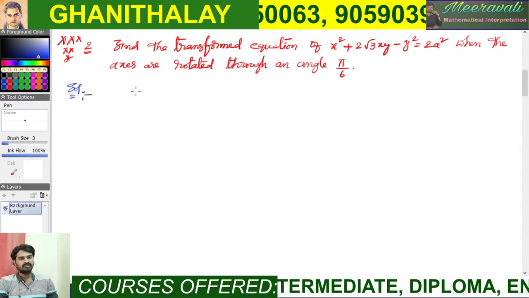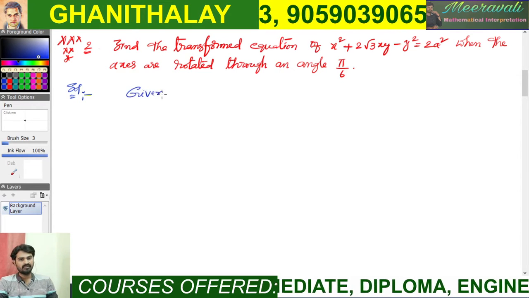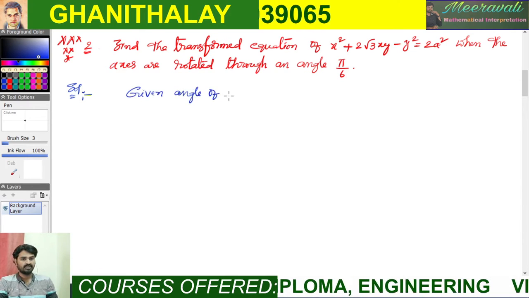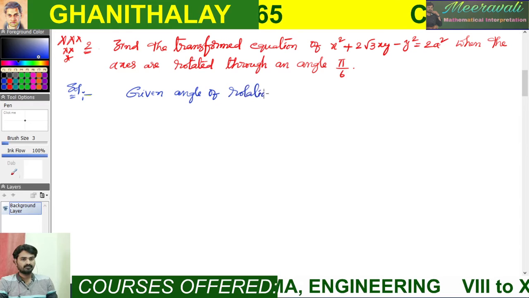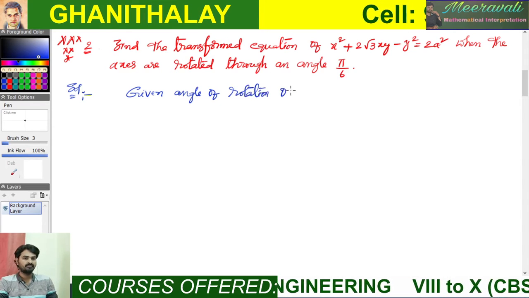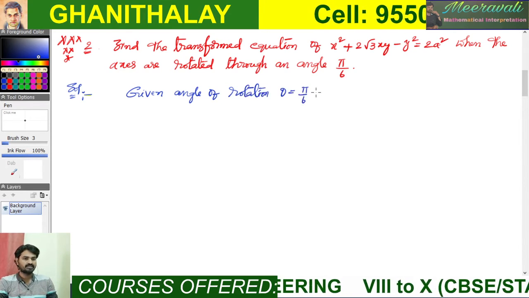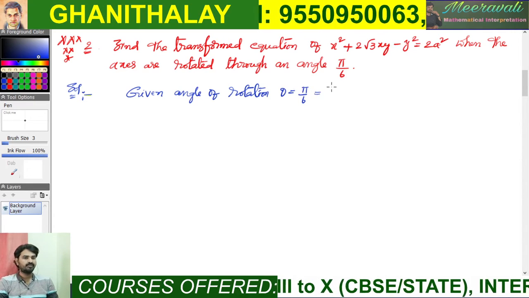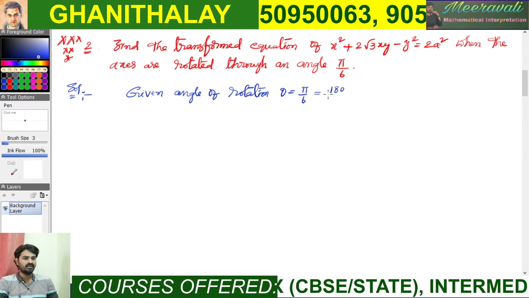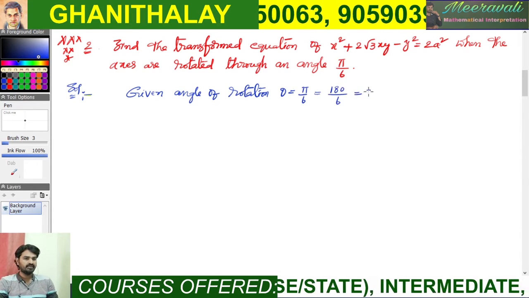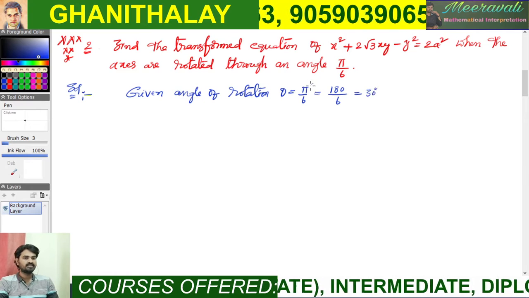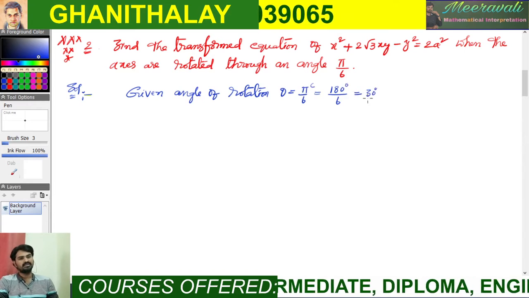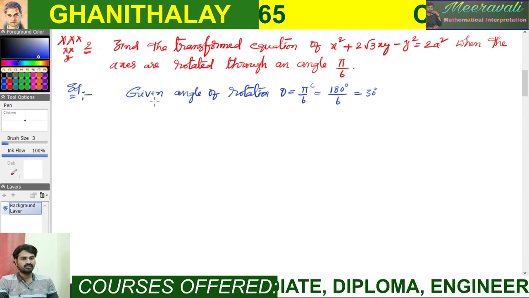So first we need to write the given angle of rotation. How do you take the angle of rotation? Theta is equal to pi by 6. Pi by 6 you can convert into degree measure. Pi value is 180 degrees, so 180 degrees by 6, you will get 30 degrees. This is radian measure, and you convert it into degree measure. Now theta is equal to 30 degrees.